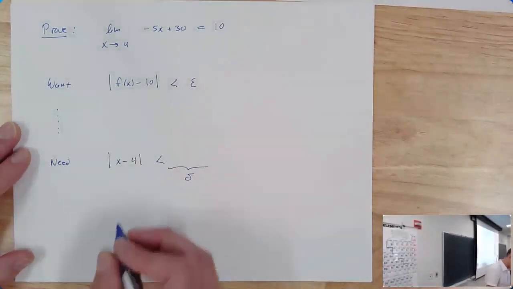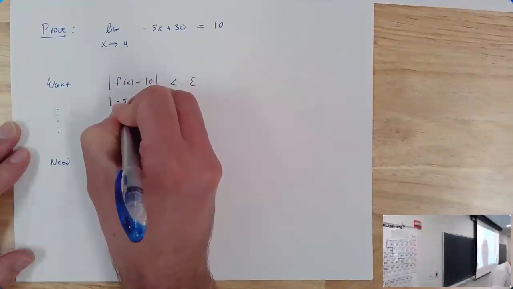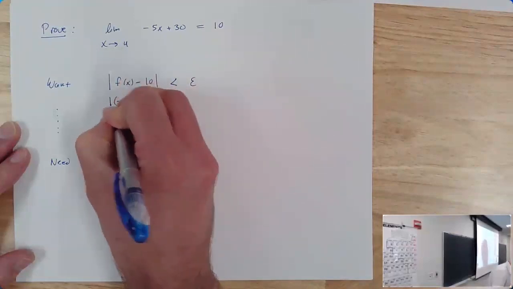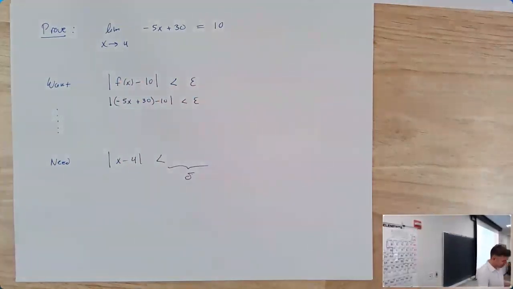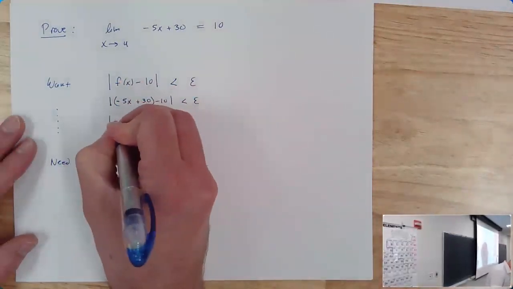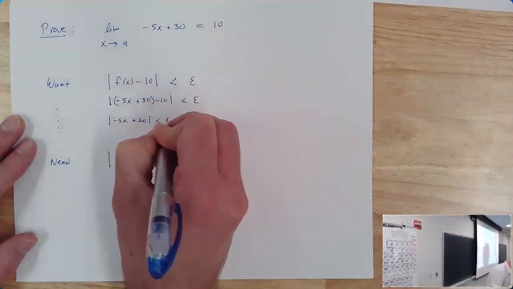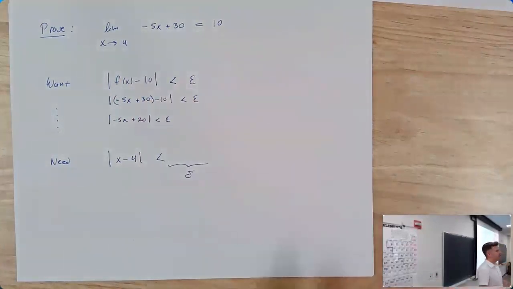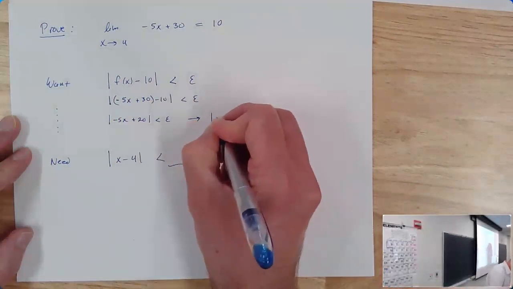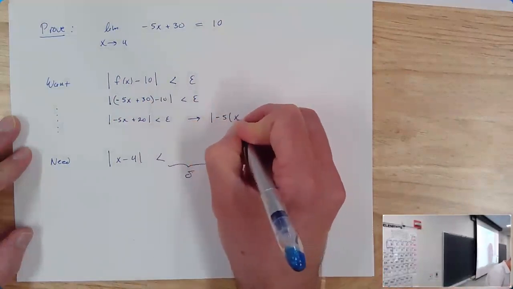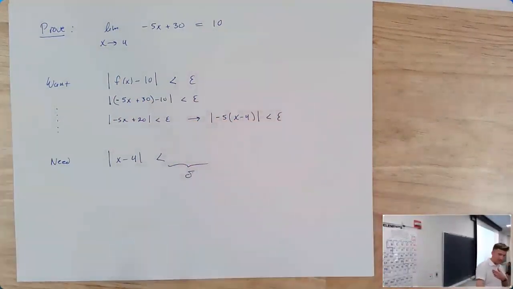So did I leave myself enough room? Probably not. So we've got the absolute value of negative 5x plus 30 minus 10 is less than epsilon. Use some algebra. Negative 5x, 30 minus 10 is 20. I'm going to factor out a negative 5. Here's where you have to be a little extra careful. I'm going to factor out the negative 5 times x minus 4, all still in absolute value.